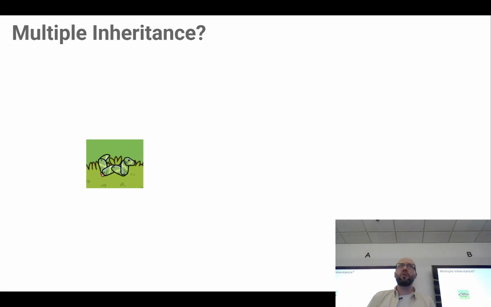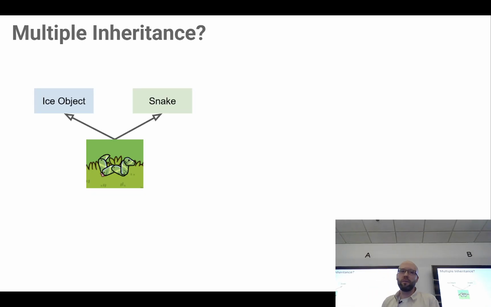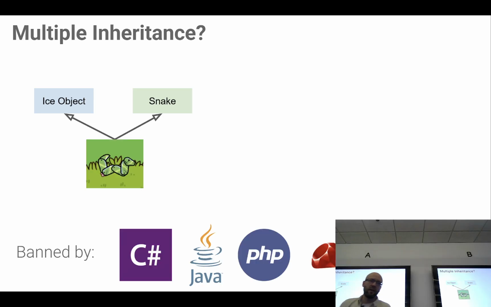One thing you might be thinking is, wait, we can solve this issue with the ice snake via multiple inheritance. The idea here is that the ice snake is both an ice object and a snake. So we should inherit from two things and get the features of both of them. Sounds very reasonable, doesn't it? Well, this feature, multiple inheritance, inheriting from multiple different classes, is banned by a bunch of the world's most popular languages. C#, Java, PHP, nope, not allowed.